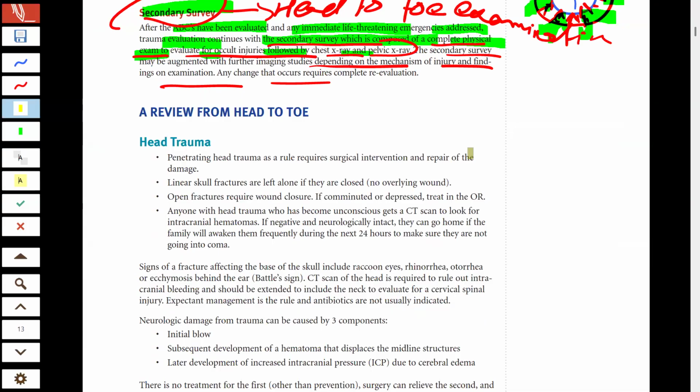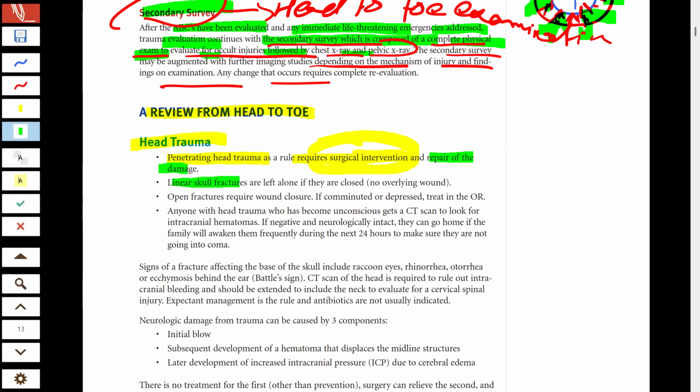Okay, move to next. Secondary survey, head to toe. So head to toe starts with head trauma. Most of the patients will die at the spot due to head trauma. But few patients, 5-10%, if they survive, you have to consult immediately as soon as possible. Penetrating head trauma requires surgical intervention as soon as possible, with repair of damage.